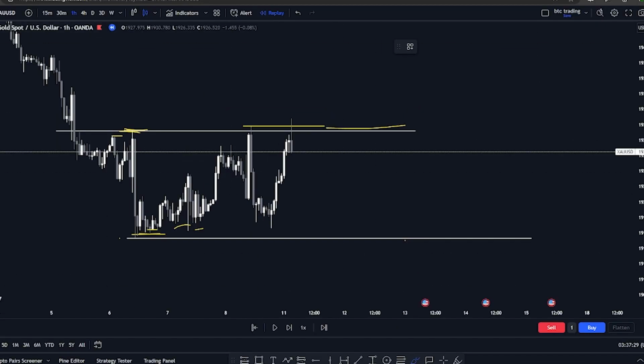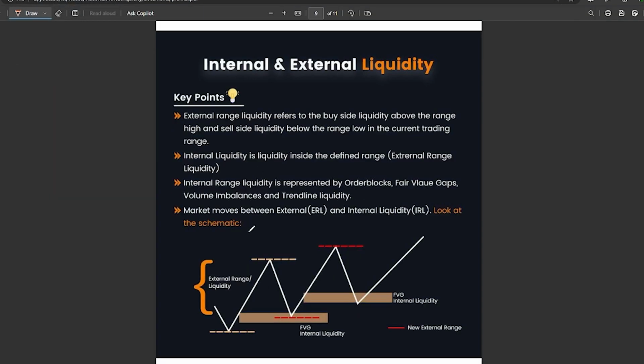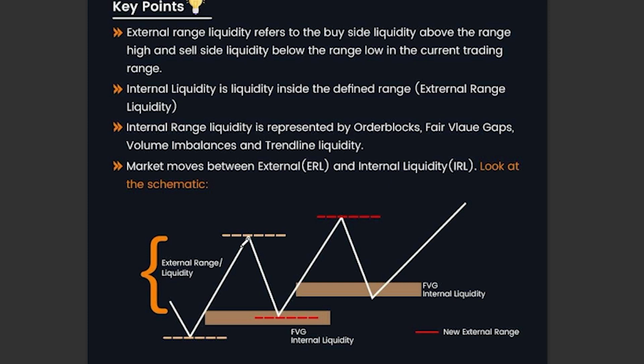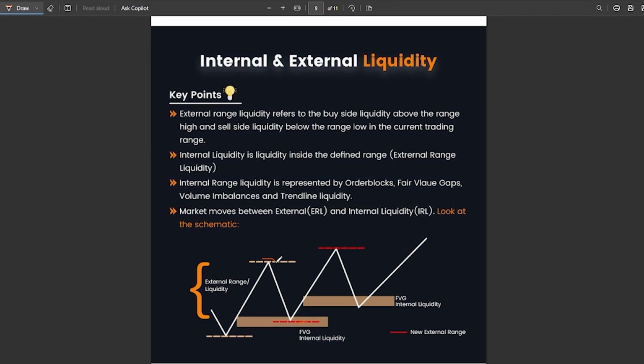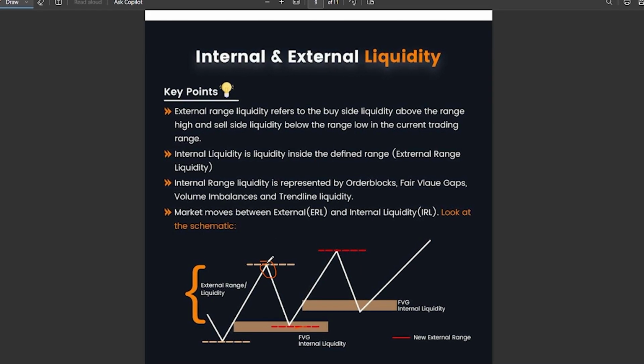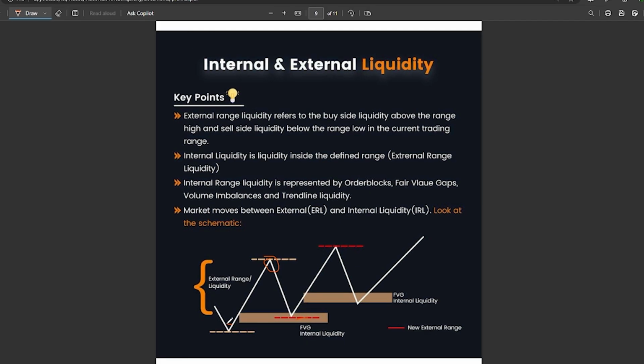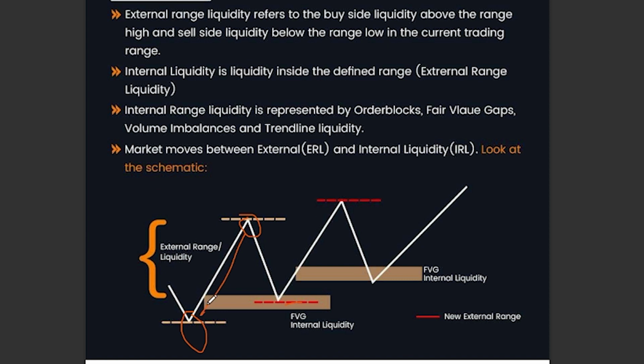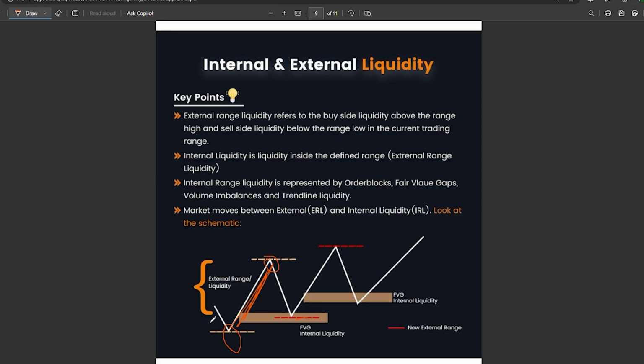So now let's move to our fourth topic, that is internal and external liquidities. So external range liquidity refers to the liquidity that is at the extremes. You can see here it is marked with the orange, then it is marked with the red. So it is basically the buy side liquidity that rests above the range high, or sell side liquidity that rests below the range low. And internal liquidity is the liquidity between this leg, including the fair value gaps, order blocks, everything.